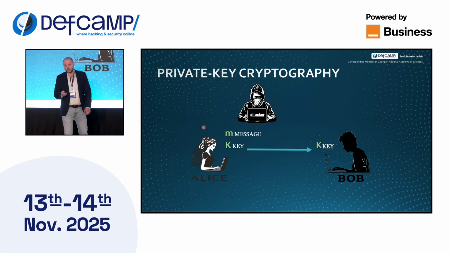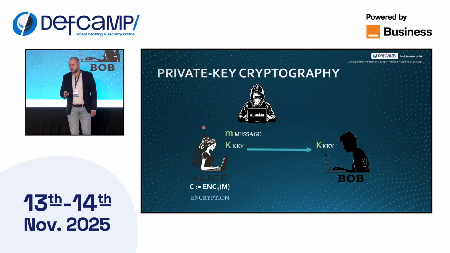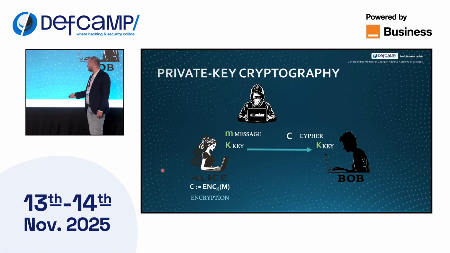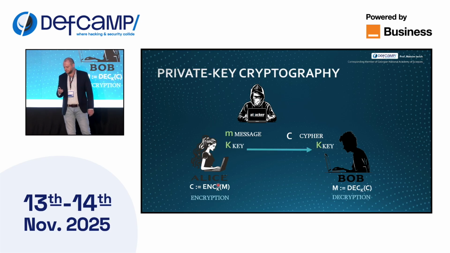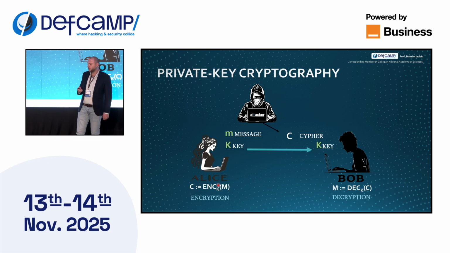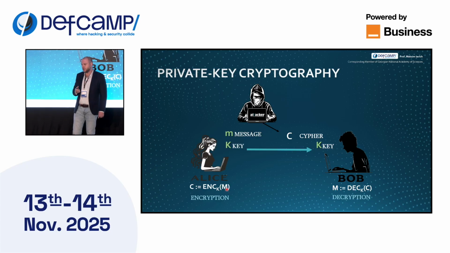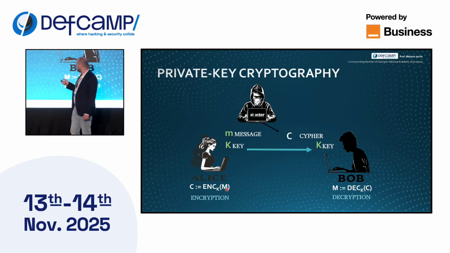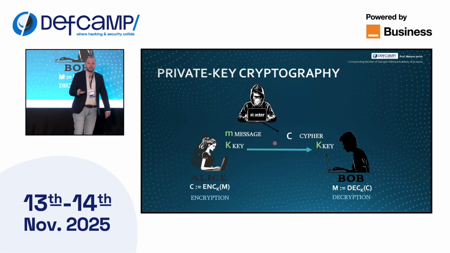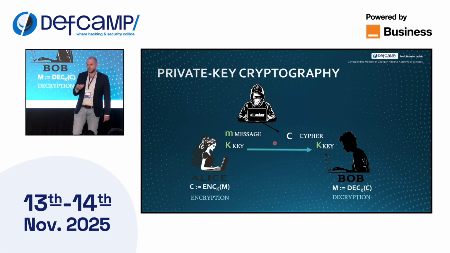So Alice wants to send the message. What does she do? She encrypts the message with the key which she has, and afterwards sends it to Bob. So when she encrypts it, if you can see, M is the message, key is the key, and C is the cipher, so the encrypted message. Alice sends her encrypted message to Bob, and the hacker tries to intercept it. He can intercept, but he cannot read it because it's encrypted, and he doesn't have the key.